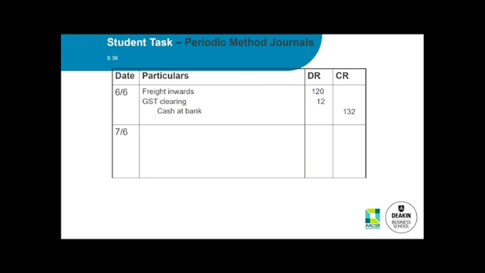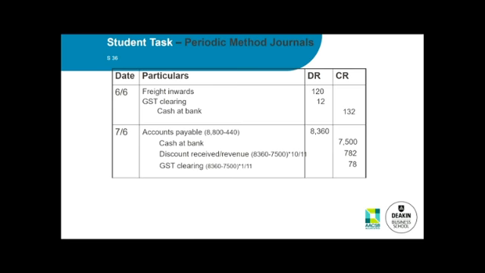We're settling now our account with accounts payable, and we're paying them $7,500. Right? Would that entry be any different from the perpetual system? It should be the same, right? Accounts payable, cash at bank, discount received, GST clearing, exactly the same. It shouldn't be any different because it does not involve inventory here, or purchases, or purchase returns, or anything like this.